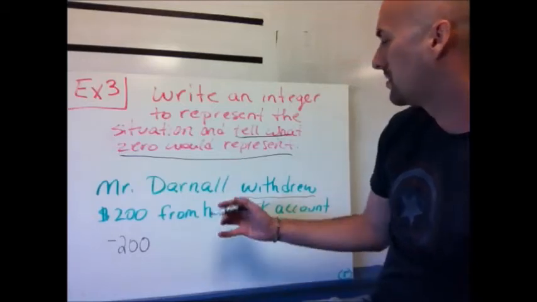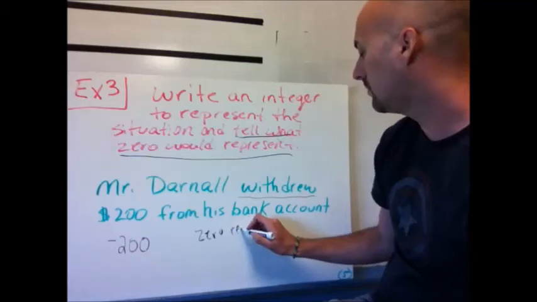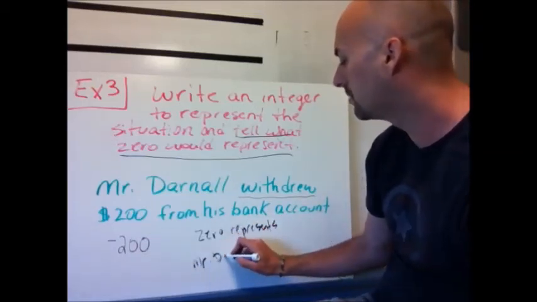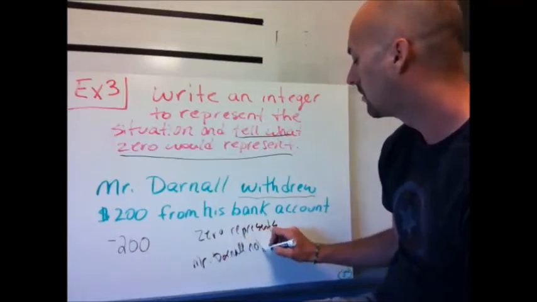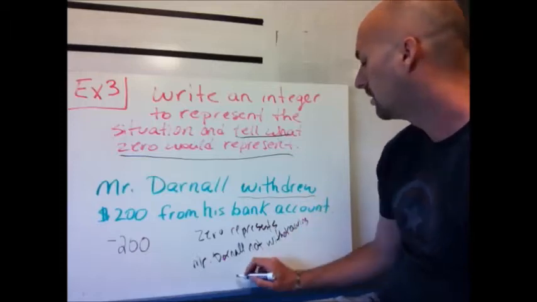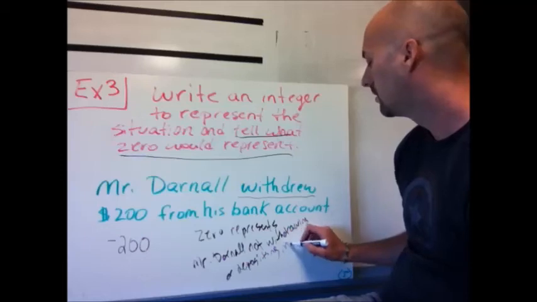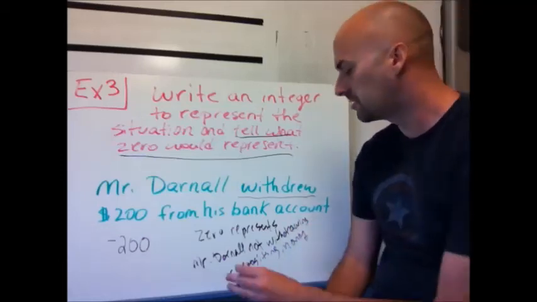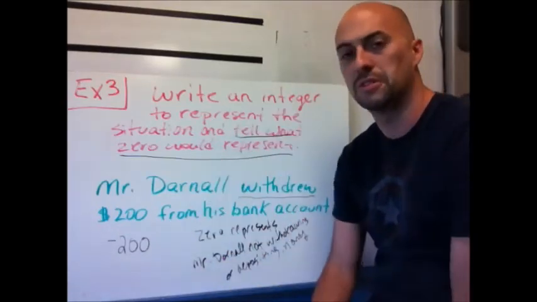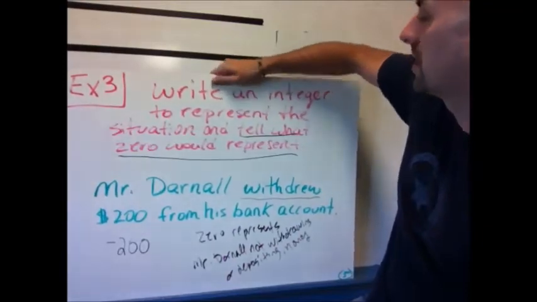And so for this I would say 0 represents Mr. Darnall not withdrawing or depositing money. Essentially, 0 would represent my account was left unchanged. Nothing happened to it. That's all I was talking about there. Okay, the 0 point. It's kind of if nothing changed.